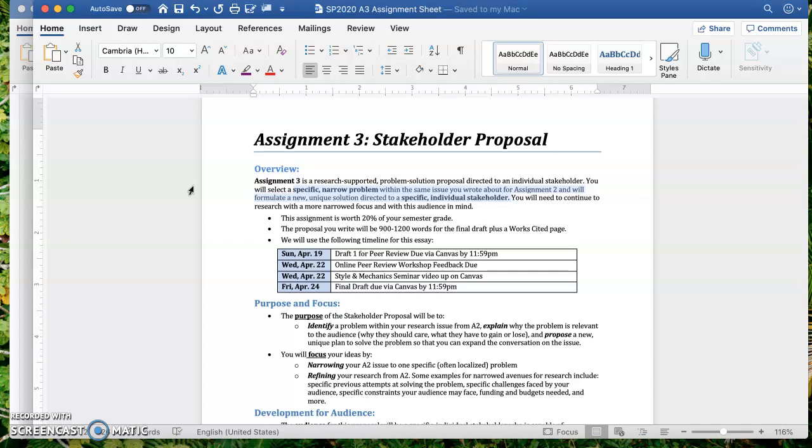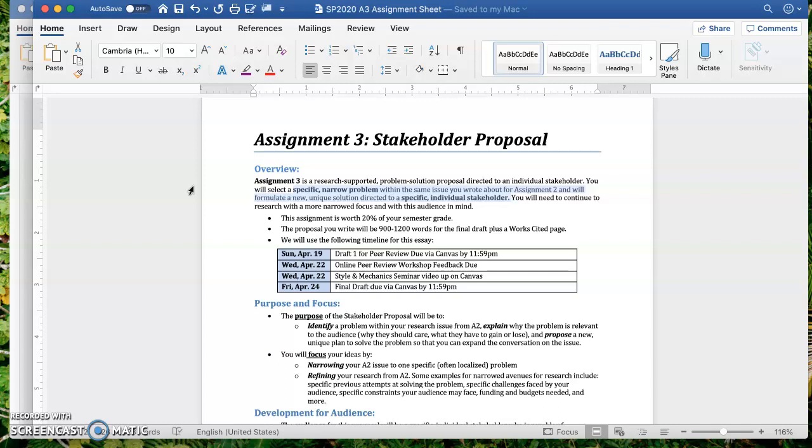So instead of writing this to a group, I would like you to address this proposal to a specific person. I want you to imagine there's a specific person reading your proposal. And the best way that I can describe how narrow and specific I want your A3 to be is I want you to imagine that you are going to write out this proposal, you're going to print it out, and you're going to put it in an envelope and write an address on it and send it to whoever it's addressed to. So that's how specific I want you to be.